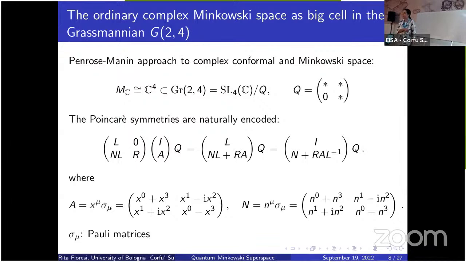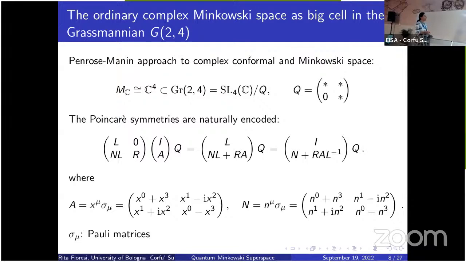So there is this approach to complex conformal and Minkowski space, which is the following. Your complex Minkowski space is, of course, C4, a four-dimensional complex space, but it's not just by itself. You want to see it in a bigger space, which is the Grassmannian of two planes in a four-dimensional complex vector space. This object is projective.